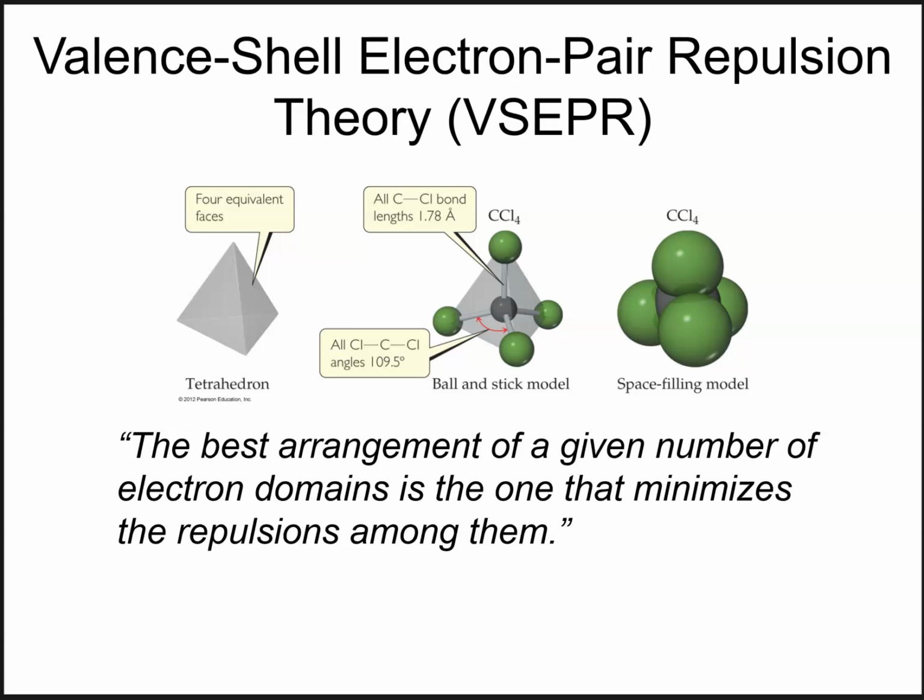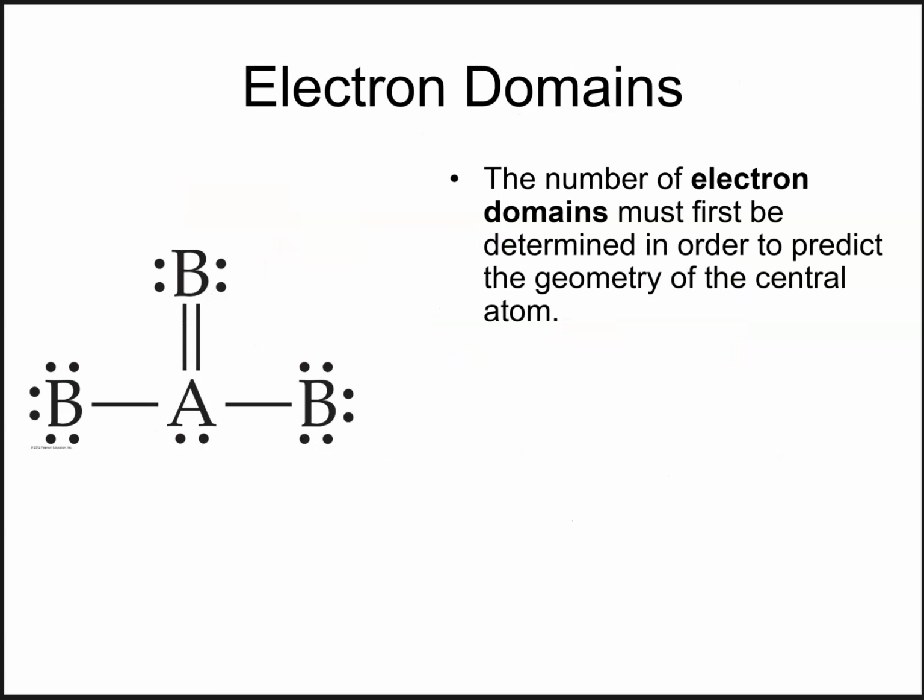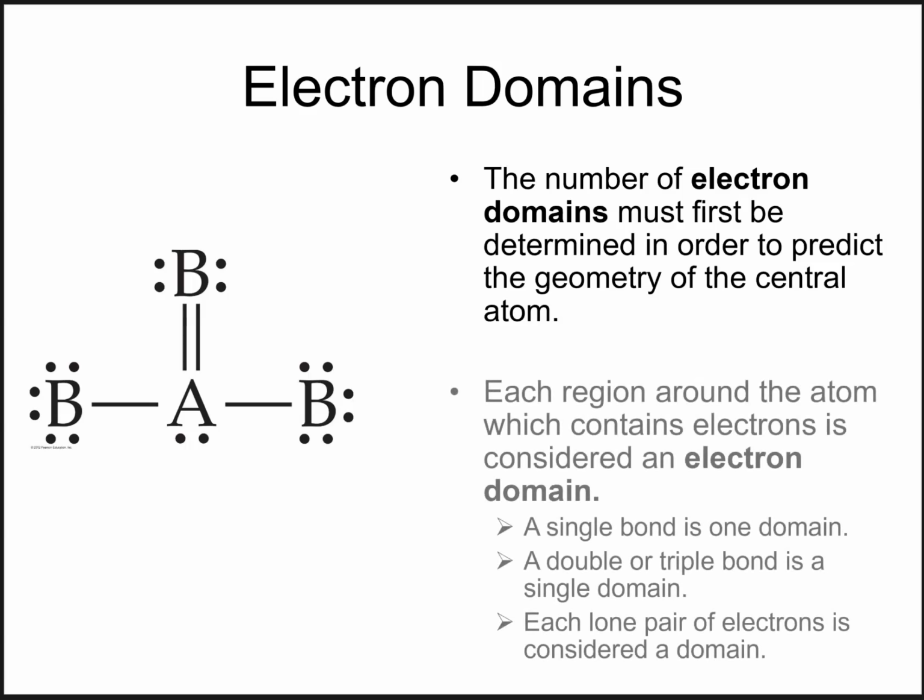So let's talk about this idea of an electron domain. Electron domains are areas that surround a central atom which have electrons in them. And the number of domains is independent of the number of electrons in the domain, rather it's how many different geographical locations there are. Whether it's a single bond, a double, a triple bond, or a lone pair, each one of these would be a domain.